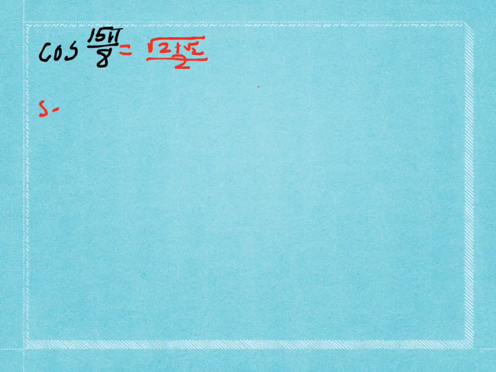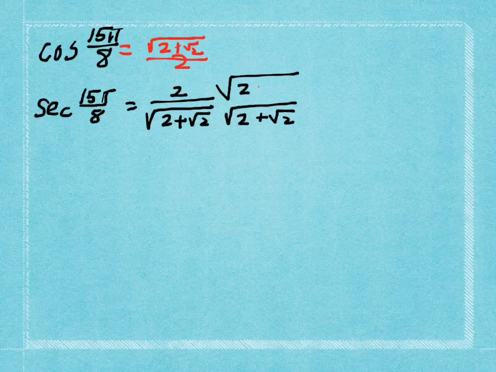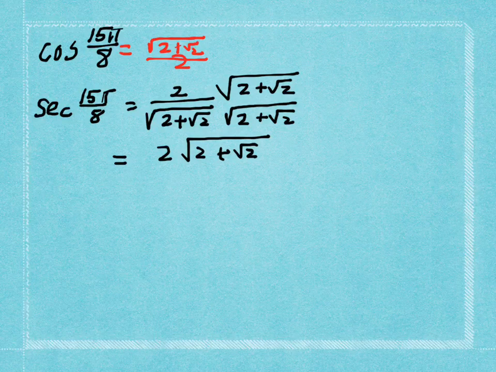So clearly, secant and cosine are reciprocals. So the first thing that we're going to do is flip this fraction upside down. So we now have 2 over the square root of 2 plus the square root of 2. And we're going to treat this just like we have before. We're not allowed to keep a radical in the denominator. So the first thing we have to do is multiply the denominator by the radical that it itself is equal to. So we have the square root of 2 plus the square root of 2. So I end up in my numerator with 2 times the square root of 2 plus the square root of 2, and in the denominator, I end up with 2 plus the square root of 2.